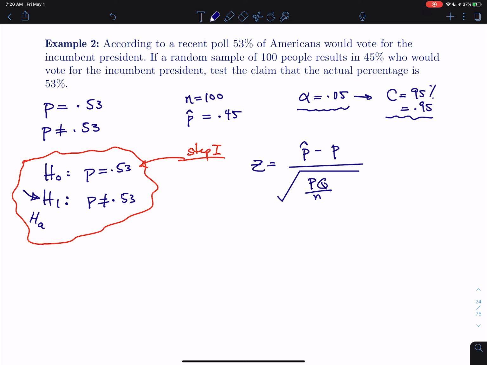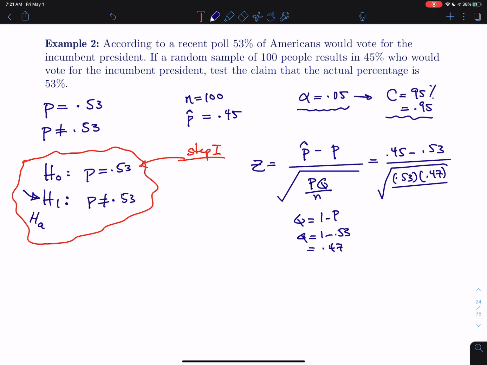Now here my P hat is 0.45, my P is 0.53, my square root here is P, which is 0.53, times Q. Now Q, remember, is always 1 minus P in any context, and I've told you this before, back from module 2. So if P is 53%, then Q will be 1 minus 0.53, which is 0.47. So it'd be 0.47 here, divided by the sample size, which is 100.